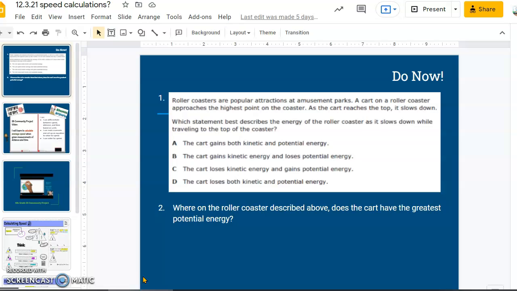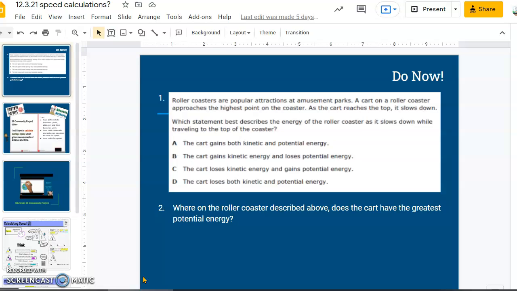the coaster? A. The cart gains both kinetic and potential energy. B. The cart gains kinetic energy and loses potential energy. C. The cart loses kinetic energy and gains potential energy. D. The cart loses both kinetic and potential energy.